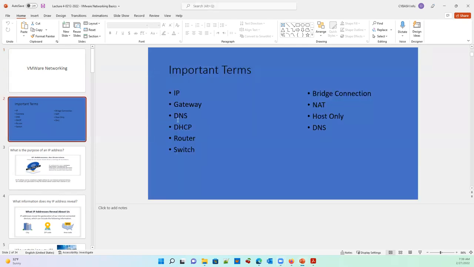Is my screen clear for everybody? Can everybody read it? Yes.